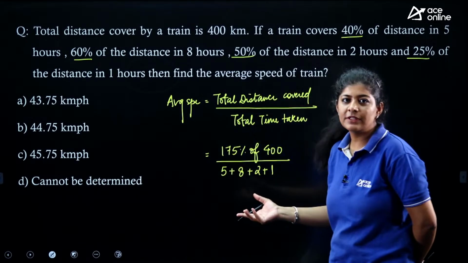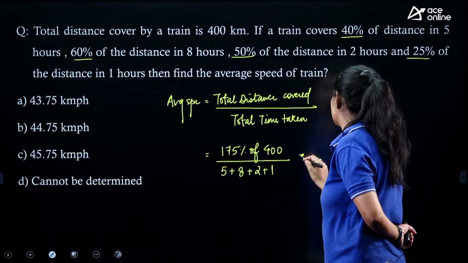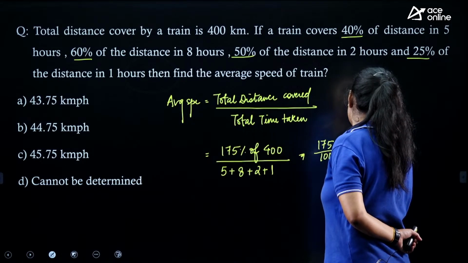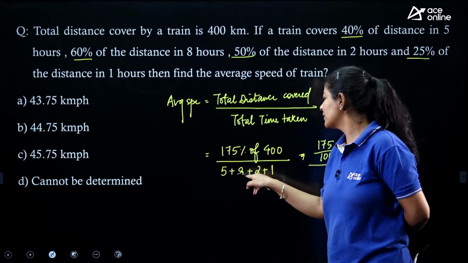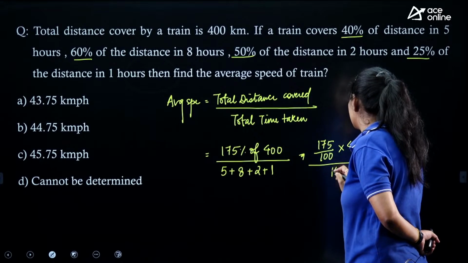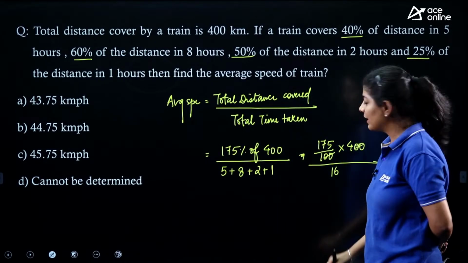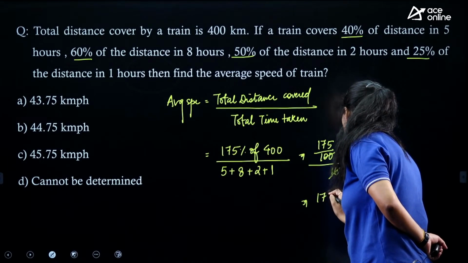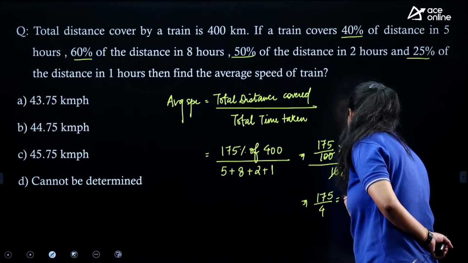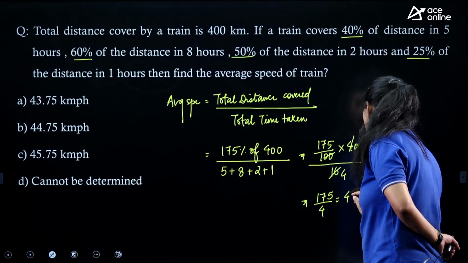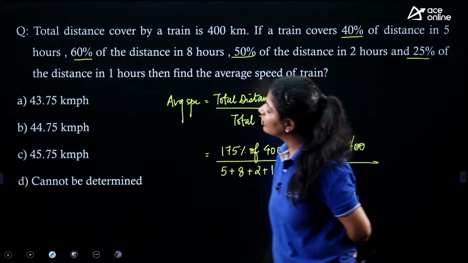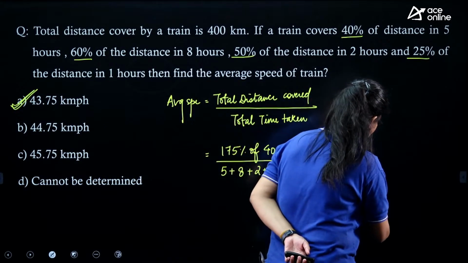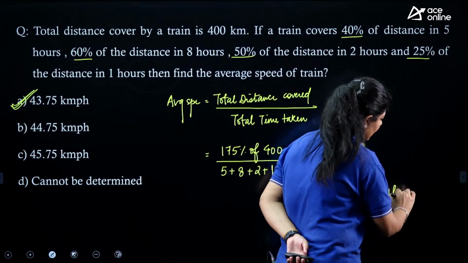Just simply solve this particular thing and you can easily get the answer. So 175 divided by 100 multiplied by 400, divided by how much value? We are getting 16 over here. So these two zeros are eliminated, and here we are getting 4. So ultimately we need to solve 175 by 4. This is nothing but 4 and the 1 is carried forward, 43 point something. That means option number A is the correct one. Option number A is the correct one, right?